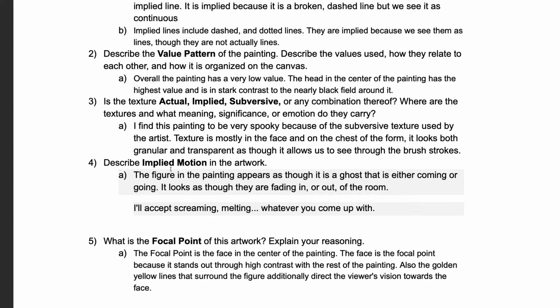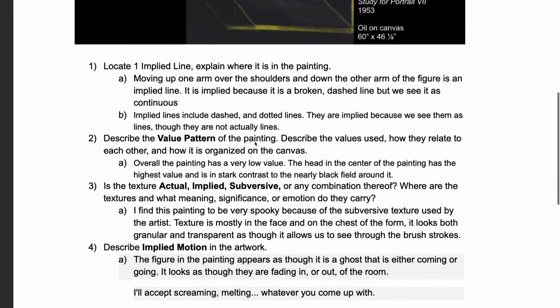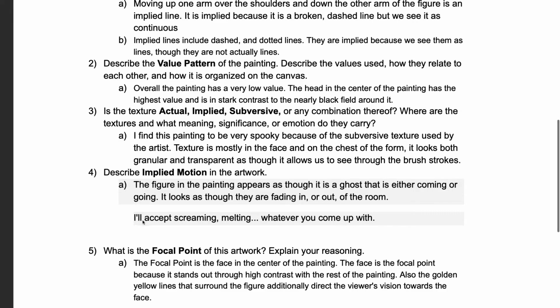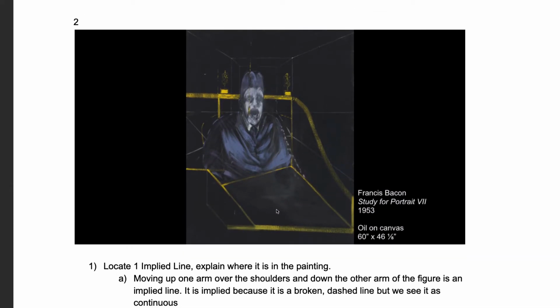Describe implied motion in the artwork. The figure in the painting appears as though it is a ghost that is either coming or going. It looks as though they are fading in or out of the room. So I'm talking about the transition between coming and going. That is an implied motion because something is happening. Also, and most of you wrote about this, screaming, melting, whatever you come up with. Implied motion is a verb. A verb, it is an action word.